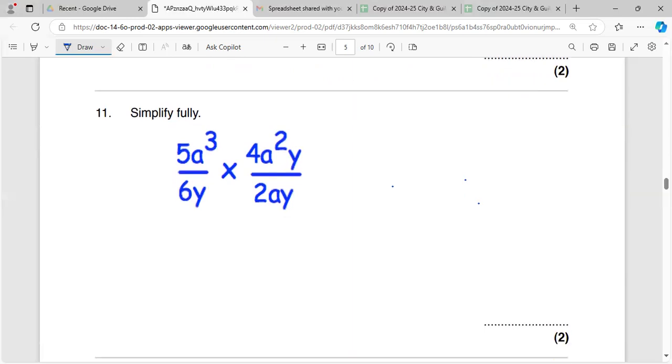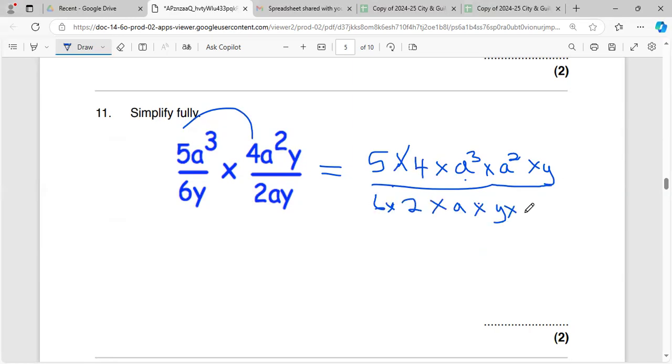It says simplify fully. 5a to the third times 4a squared y over 6y times 2ay. So again, I'm going to do it the long way. All right, so it's 5a cubed. So 5, I'm going to multiply the 5 by the 4. So we group like terms, even though it's a multiplication. So we have a cubed times a squared. A times y.